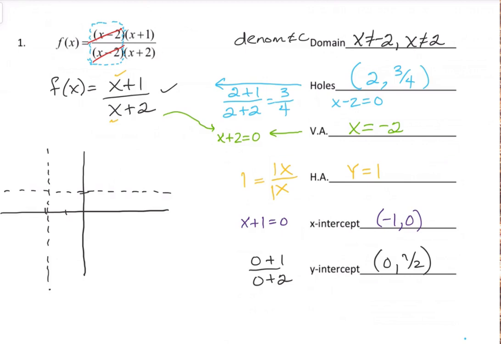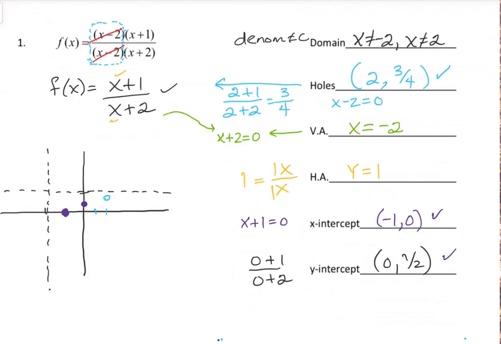Now, what I want to do is plot any holes and intercepts that I already know. So I know that there is a hole, or an open point, located at (2, 3/4). So I'm going to go over to 2 and up to 3/4, and I'm going to just draw an open point. I also know that I have an x-intercept at (-1, 0), so I'm going to plot that point. And I also have a y-intercept at (0, 1/2), which would be right about there.